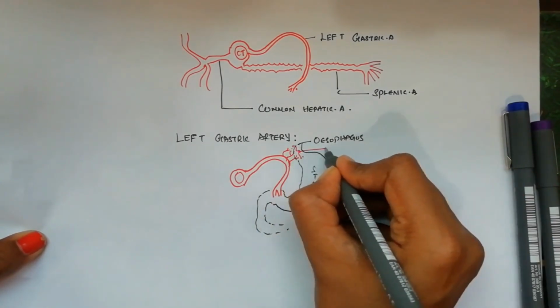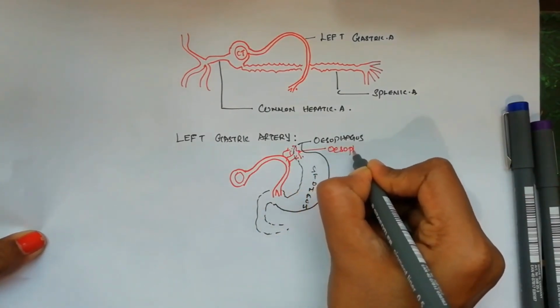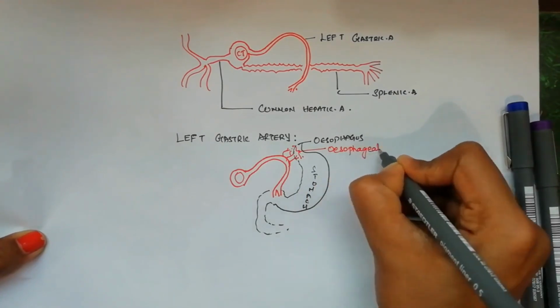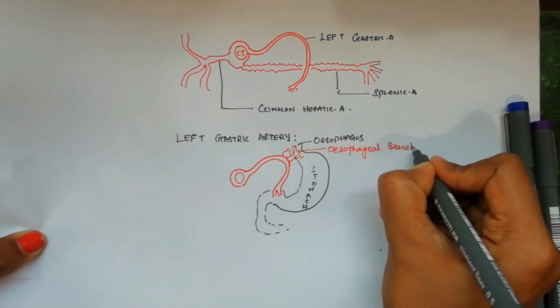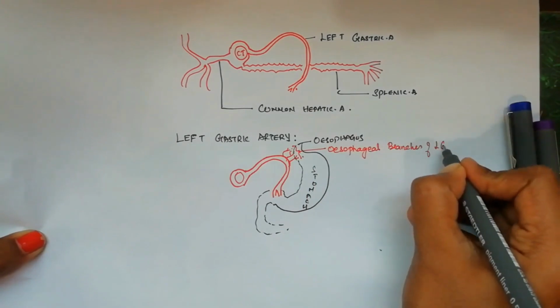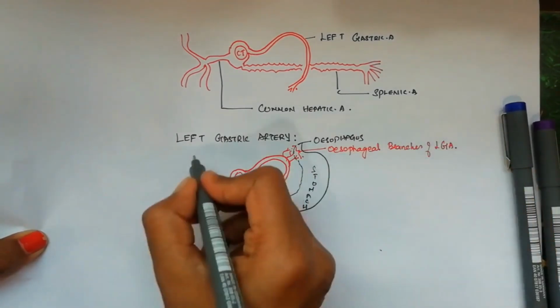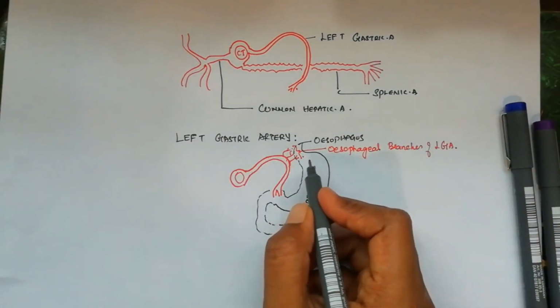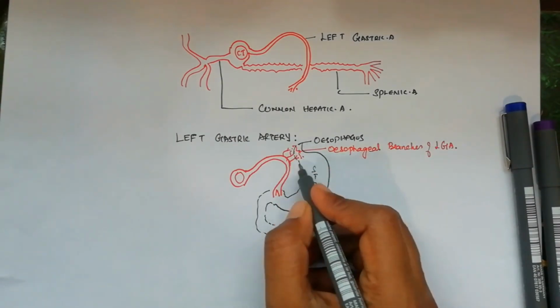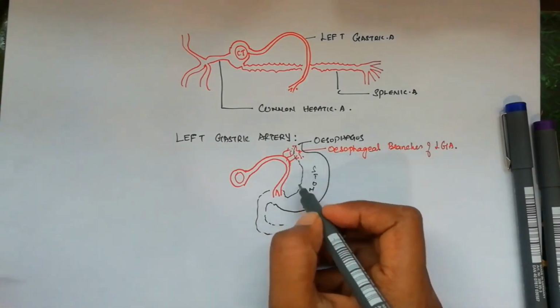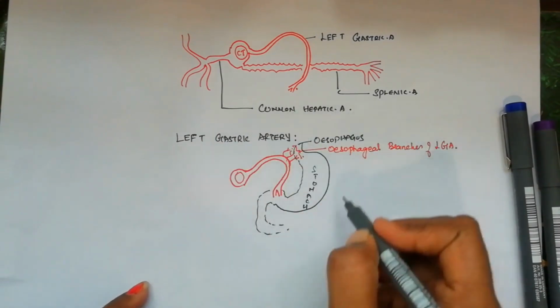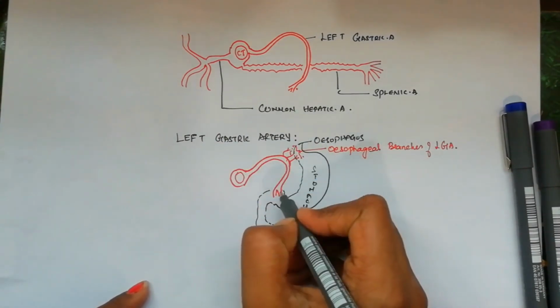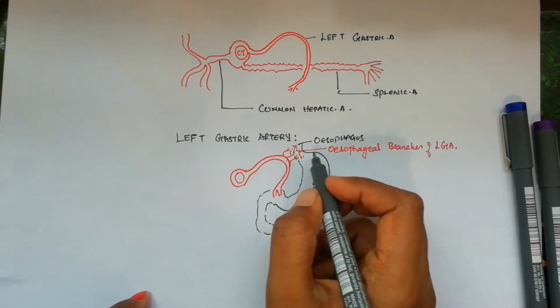So these are the esophageal branches of the left gastric artery. This is how we have got branches coming out and going to supply the lower part of the esophagus. So these are the details of the left gastric artery and its branches, how it is giving.